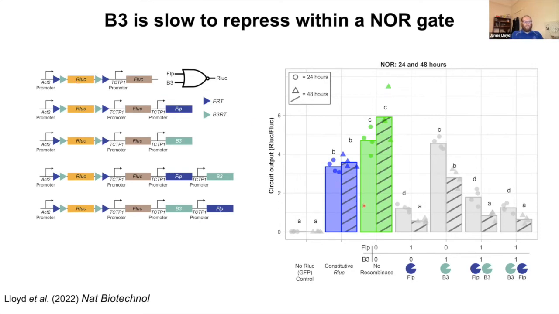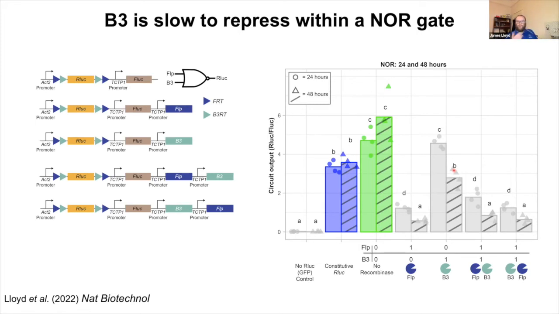However, when we actually did the experiment, we saw that the no input state was on as expected. And FLP was able to turn it off quite rapidly. But after 24 hours with B3 alone, it doesn't change, it's not off. After 48 hours, we do get some decrease in expression. So B3 seems to be acting very slowly. It's not very effective, it's acting much slower than FLP.